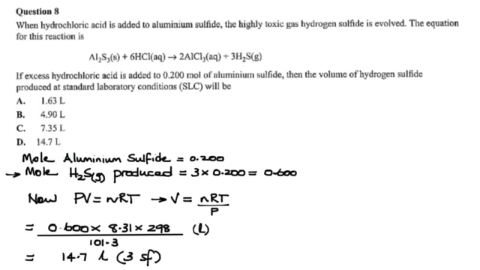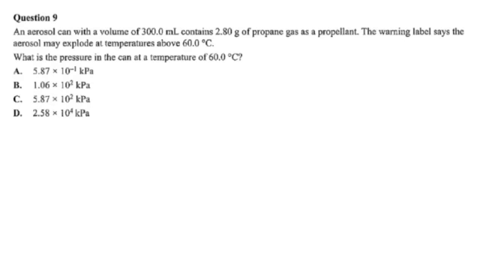The answer looks like that one, D, for you and me. Okay, over the screen we go. Question 9. An aerosol can with a volume of 300 mL contains 2.80 grams of propane gas as a propellant. The warning label says that the aerosol may explode at temperatures above 60 degrees Celsius. What is the pressure in the can at a temperature of 60 degrees Celsius?